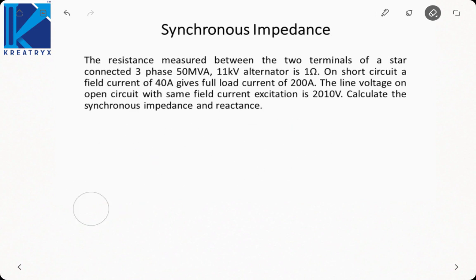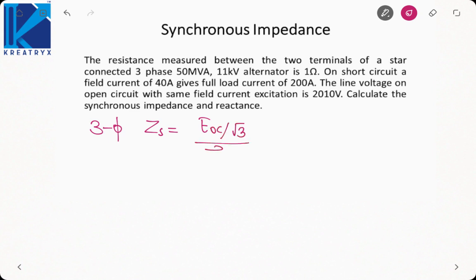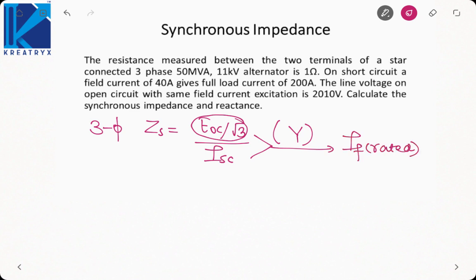So what happens is, we perform an open circuit test which gives us the value of the induced EMF. Then we perform a short circuit test which gives us the value of the short circuit current. So in a 3-phase machine, synchronous impedance is nothing but open circuit voltage by root 3 divided by short circuit current. That is basically for a star connection. Is it fine? Because we want to take the phase voltage. Remember, both of these should be at the rated field current. They must be at the same field current.